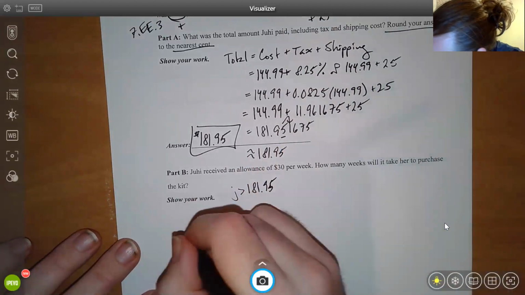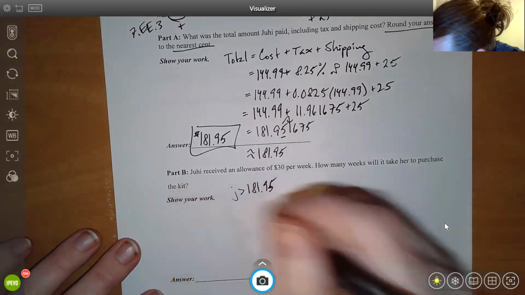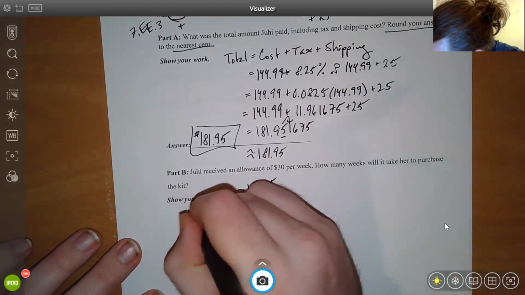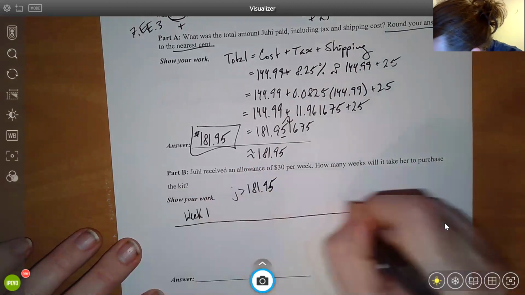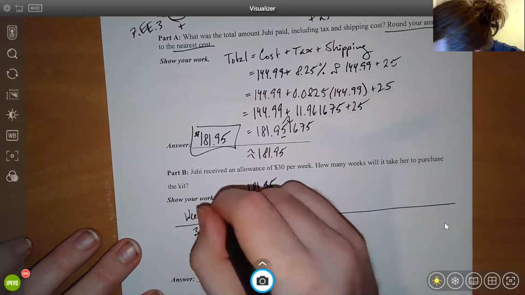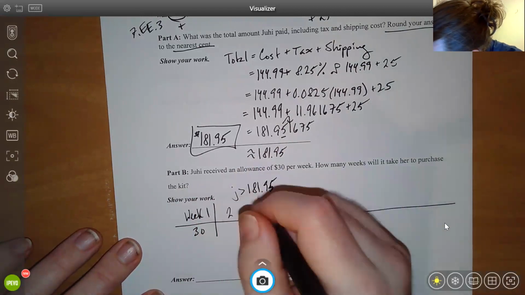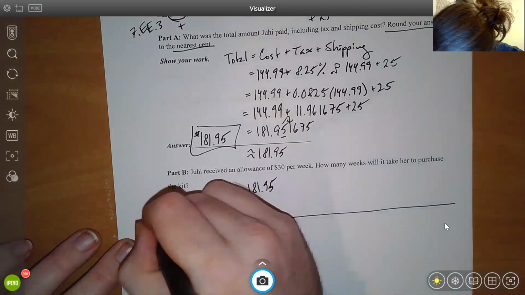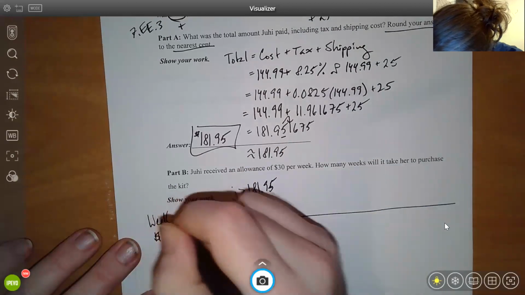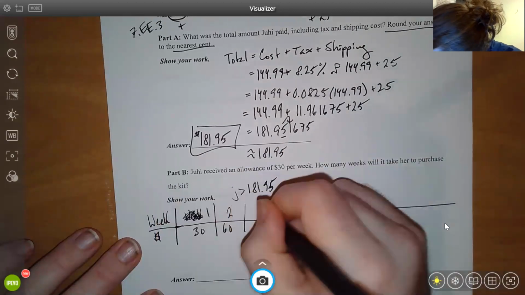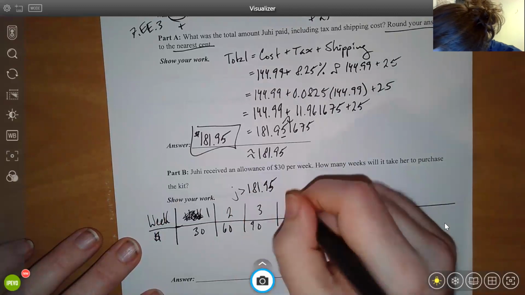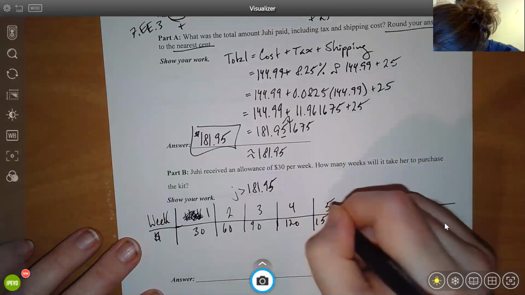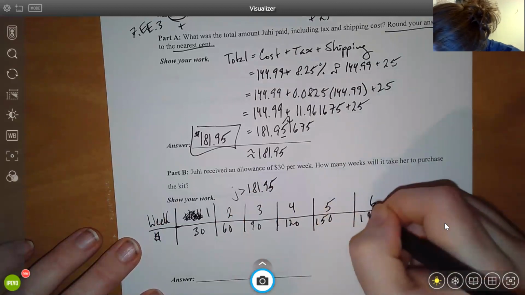So think about this for a second. In week 1, you have $30. Week 2, you have 60. Let me put some category over here: dollars. In week 3, you have 90. In week 4, you have 120. In week 5, you have 150. In week 6, you have 180.